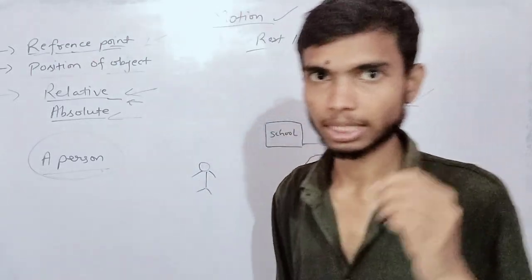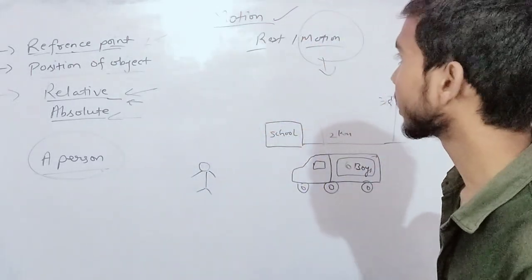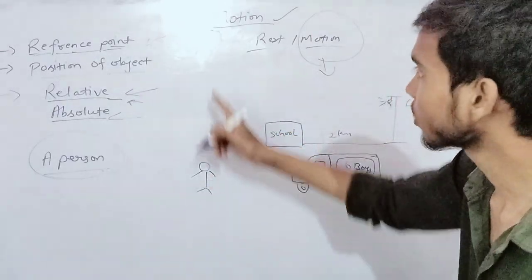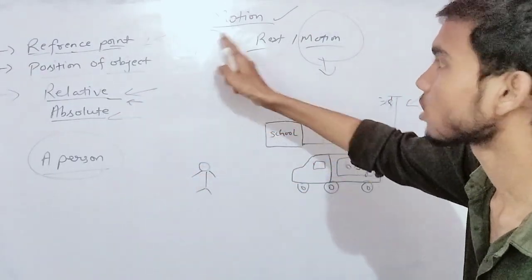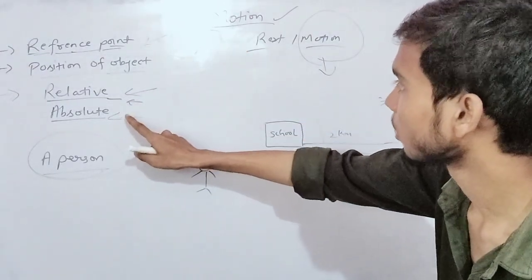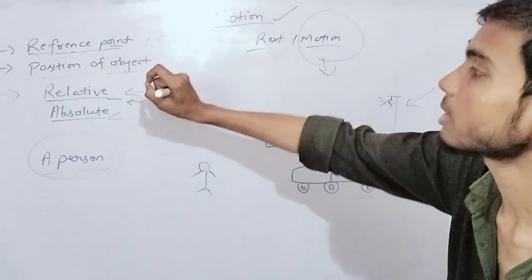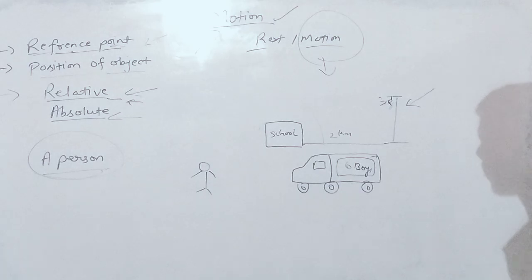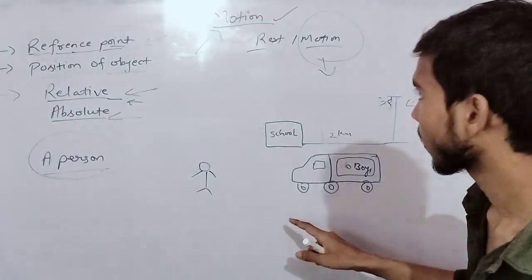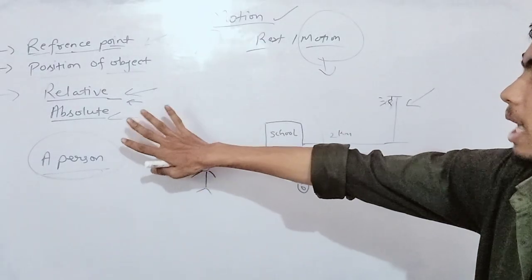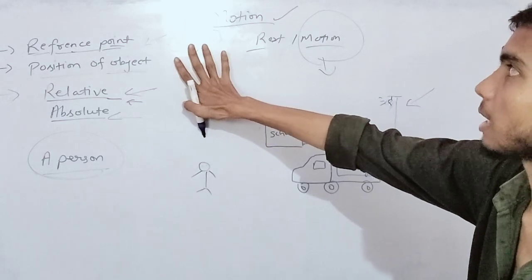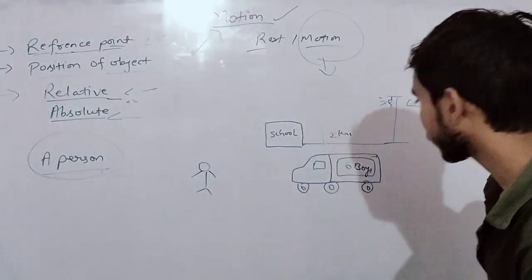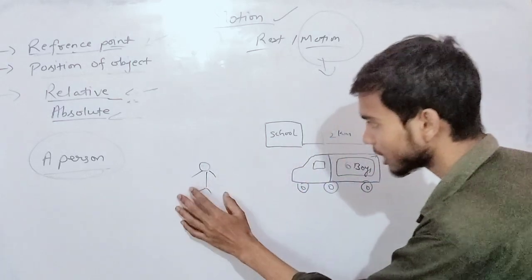Who is the observer? That's why we say that motion will be relative. Motion will not be fixed. Motion will be relative, and a thing at rest will be absolute. Things that are in rest will be absolute, but things that are in motion will be considered relative.